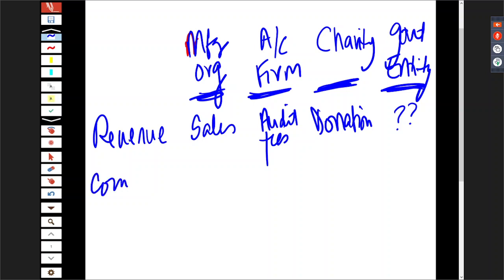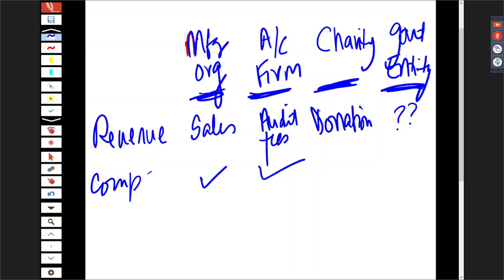What about competition? Do you think the manufacturing company has competition? Of course. Samsung's competition is with all the other brands, Apple, Huawei, Oppo, whatever. Do you think accounting firms have competition? Of course. Do you think charity has competition? No, no. Charity doesn't have competition, right?